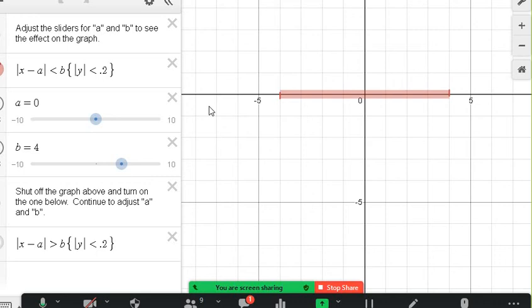Now, the way I've got this set up, we can adjust a couple things. Right now, I've got x equal to 0 and b equal to 4. So effectively, what I'm graphing here is the absolute value of x is less than 4. Let me write that down and take a look at it with you.